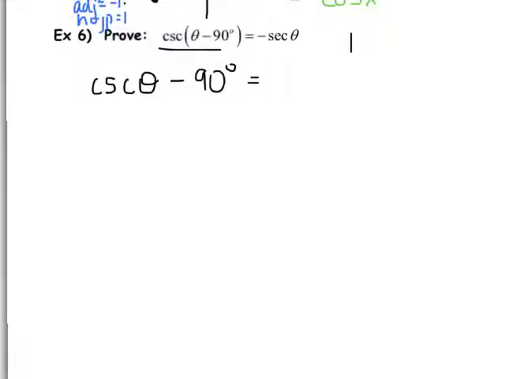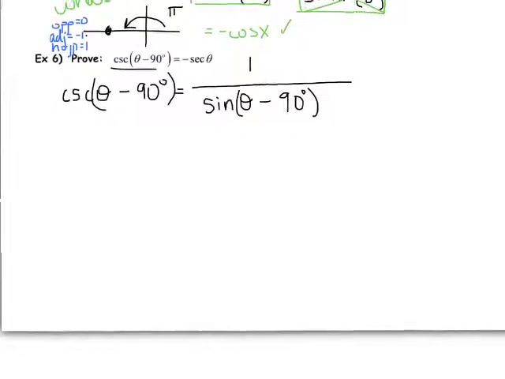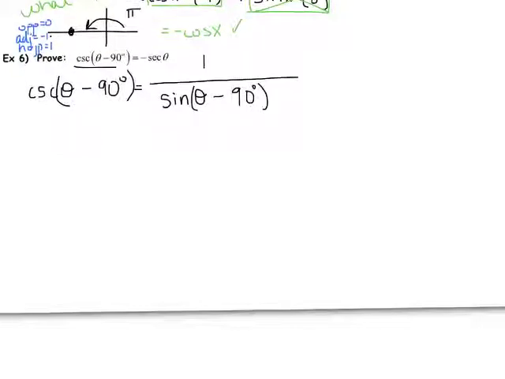Now, don't get reciprocals and cofunctions confused. Reciprocals was the whole 1 over. Cosecant's reciprocal is sine. So I'm going to rewrite this as 1 over sine of theta minus 90. Now this is something that I can spread apart using sum and difference rules.